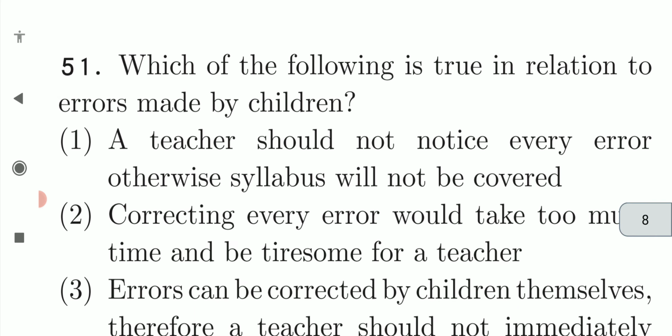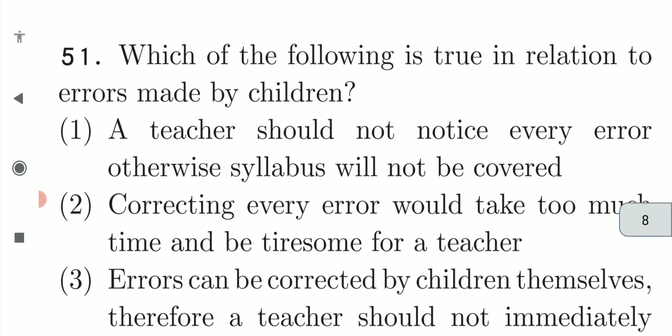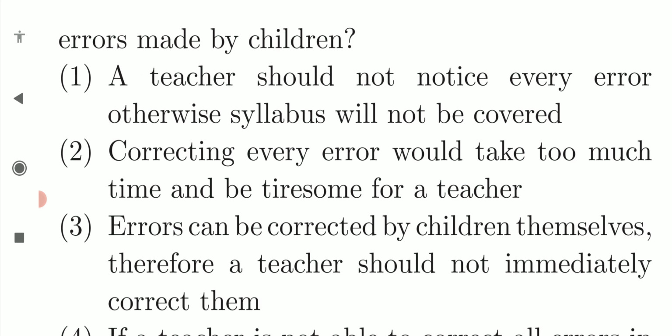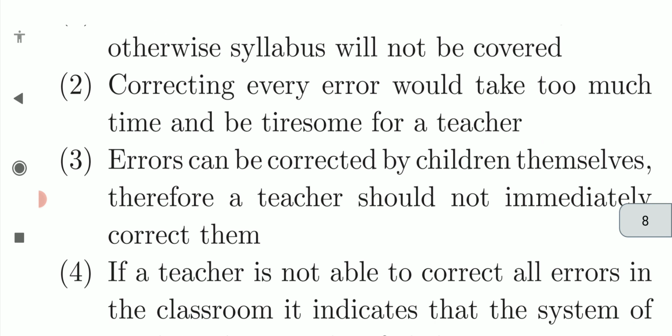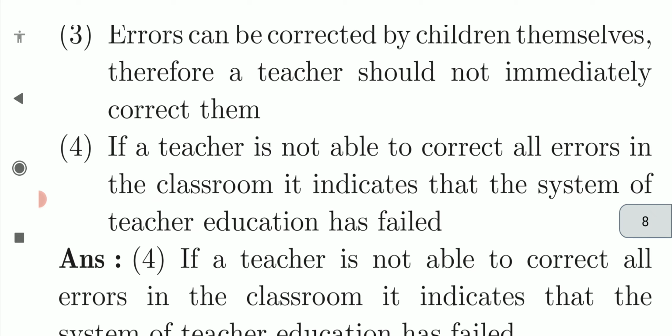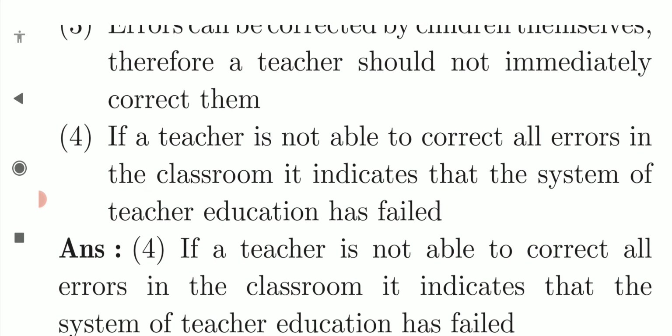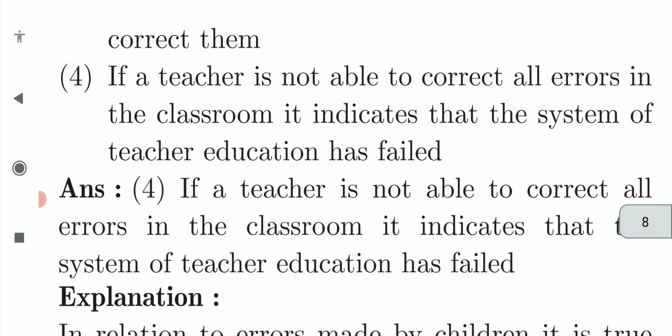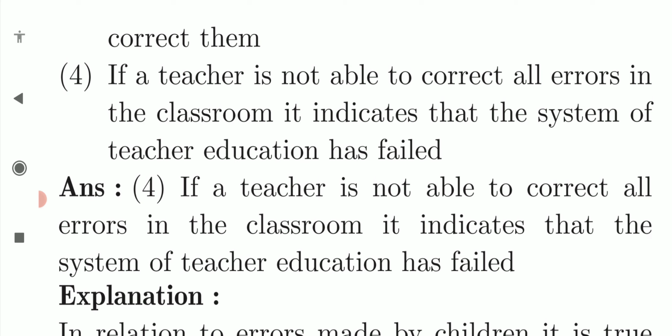51st question: which of the following is true in relation to error made by the children? A teacher should not notice every error, otherwise syllabus will not be covered. Correcting every error would take too much time and tiresome for a teacher. Errors can be corrected by children themselves, therefore the teacher should not immediately correct them. If a teacher is not able to correct all the errors in the classroom, it indicates the system of teacher education has failed. That is a correct answer, right?